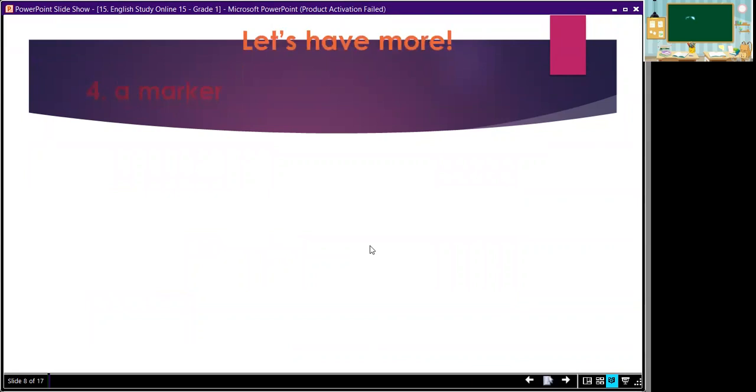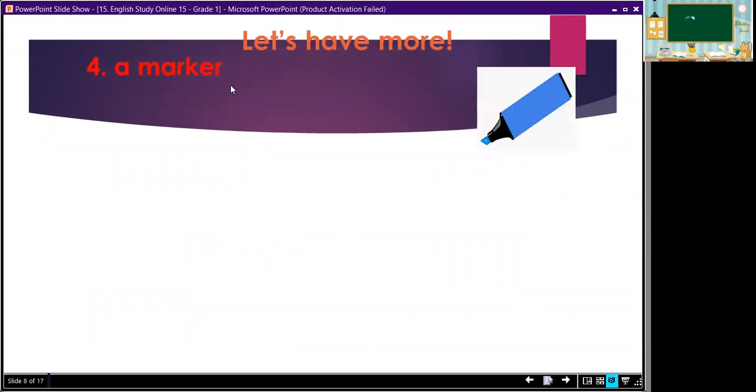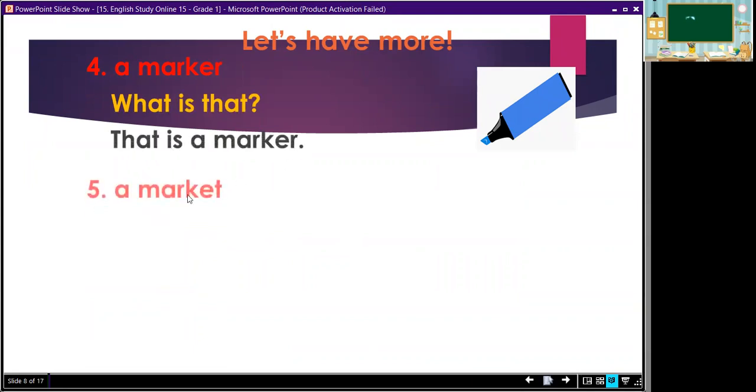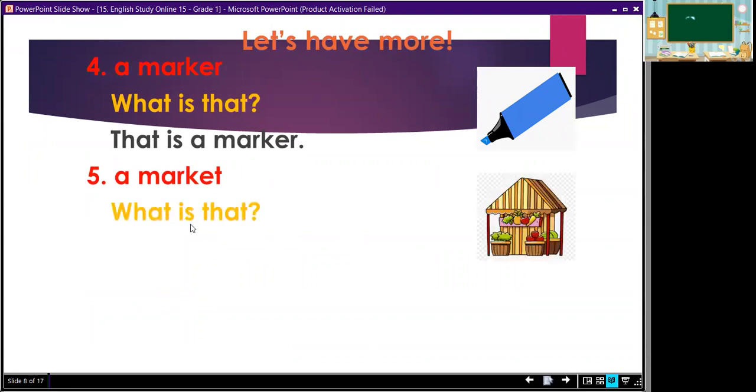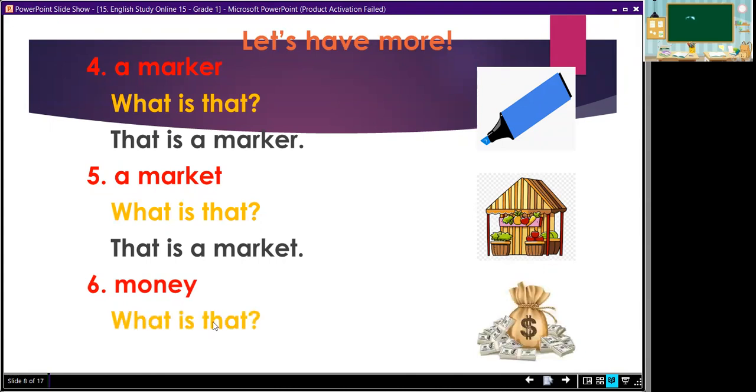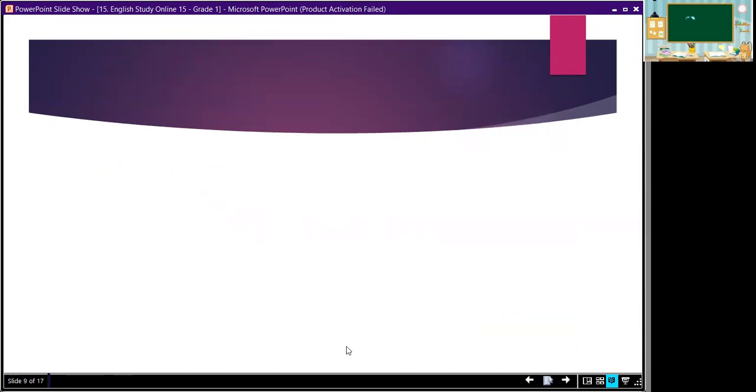Let's have more. A marker. What is that? That is a marker. A market. What is that? That is a market. Money. What is that? That is money.